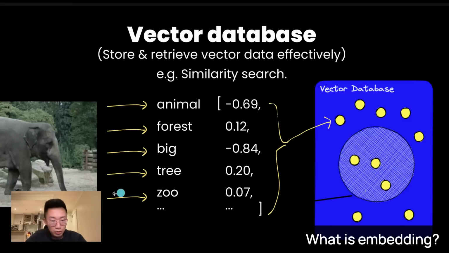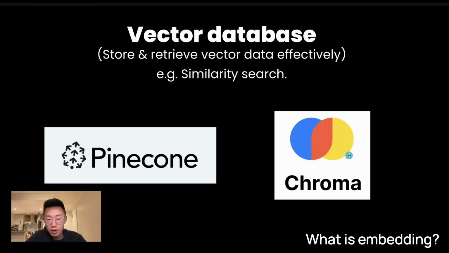The embedding model turns data into vector representations, but you need a place to store all that vector data and be able to retrieve it very effectively so that you can do things like similarity search. This is where vector databases like Chroma and Pinecone come in. They are specialized in storing and retrieving vector data.